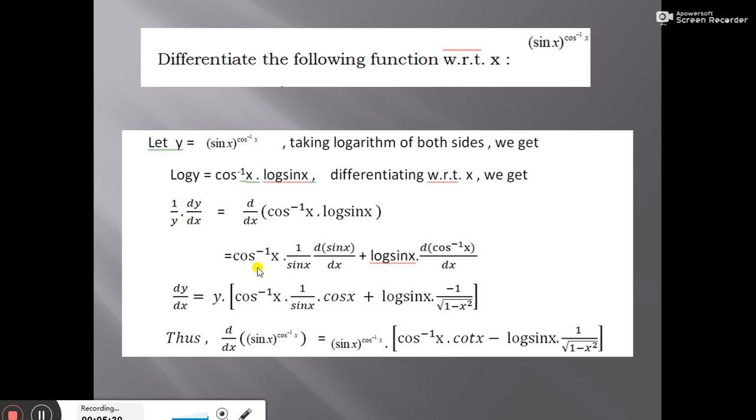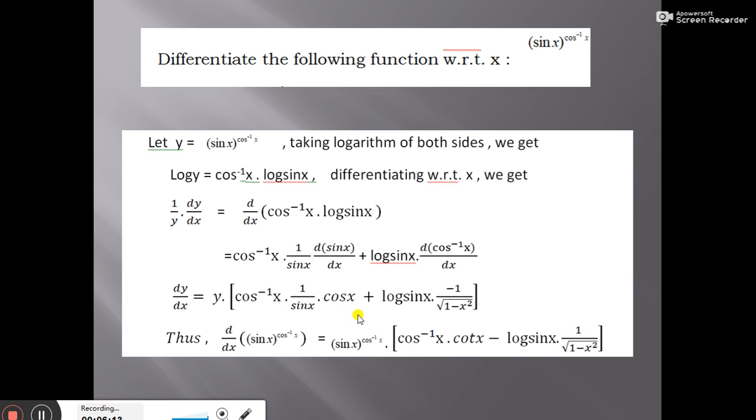And now take this y to the right hand side: dy/dx equals y into cos inverse x, 1 by sin x, and the derivative of sin x is cos x, plus log of sin x into the derivative of cos inverse x, which is minus 1 by root of 1 minus x square. And therefore the derivative of sin x raised to the power cos inverse x is sin x raised to the power cos inverse x into cos inverse x into cot x minus log of sin x upon root of 1 minus x square.